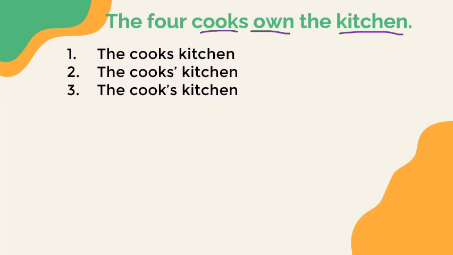The 4 cooks own the kitchen. I have ownership, okay? And here I have 1 kitchen. So it's going to be the cooks' kitchen. So who's owning the kitchen? 4 cooks. So what are the options that we have? The cook's kitchen, the cooks' S apostrophe, or the cook's apostrophe S. So if you really got the idea, you should be able to answer correctly by now. The answer is number 2.